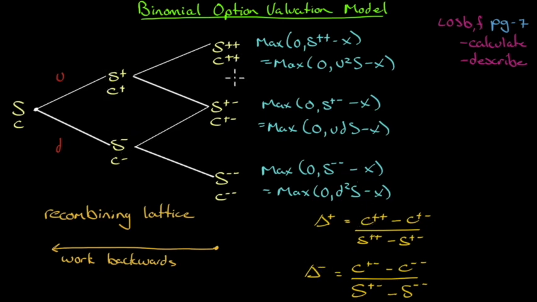So it's just the adjoining legs, right? C++ minus C plus minus, divided by S++ minus S plus minus, divided by those two. And then for delta minus, it is these two call prices and these two stock prices that we're looking at. Then we can calculate the ratio here once we figure out a value for C plus and for C minus. So this is really just to introduce you to a lot of the notation that we're going to use. And let's move forward now and dig a little deeper.